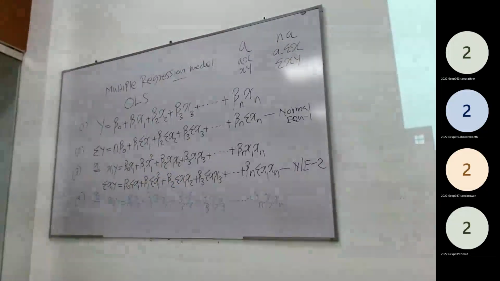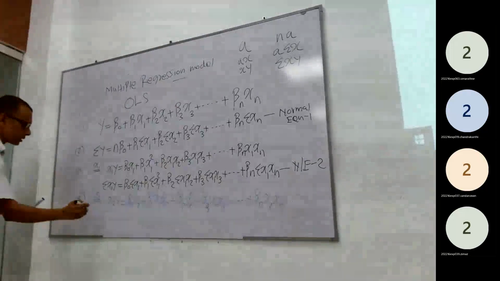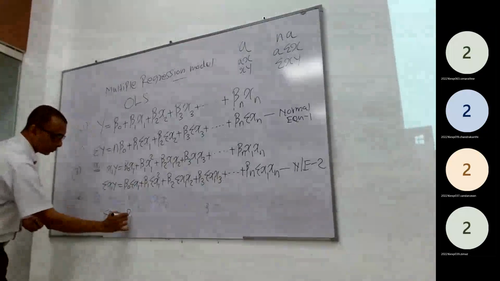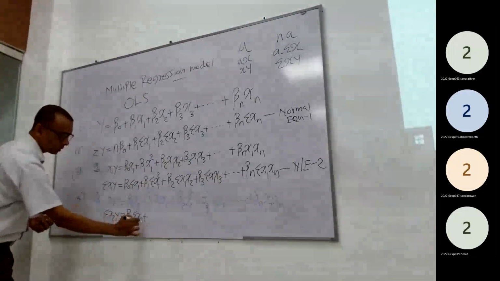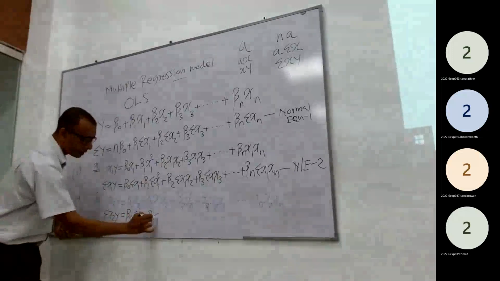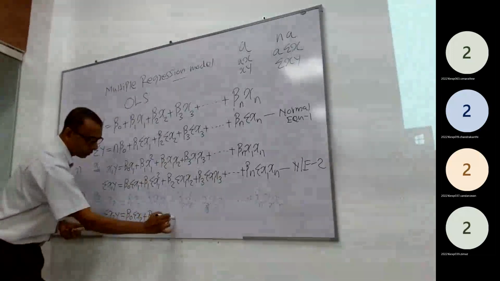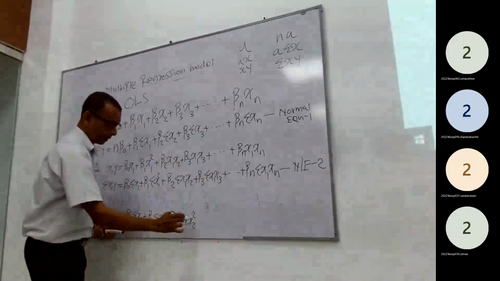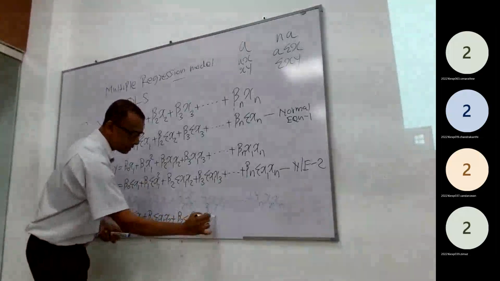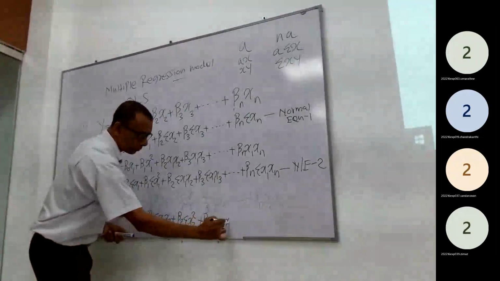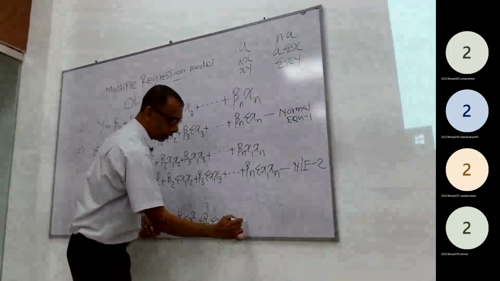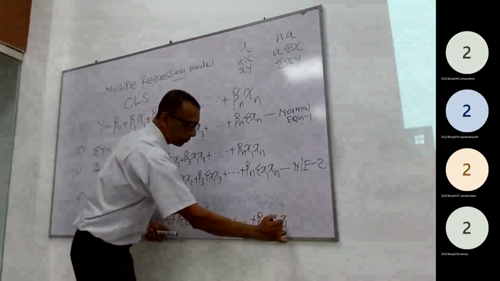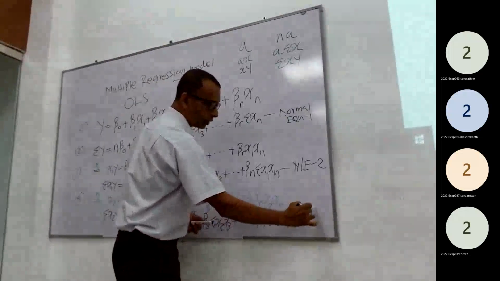You have sigma notation. Apply sigma. Sigma x2 y, beta 0 out, sigma x2. Beta 1 out, sigma x1 x2. Beta 2 out, sigma x2 squared. Beta 3, sigma x2 x3. Beta n, sigma x2 xn. That is your normal equation 3.